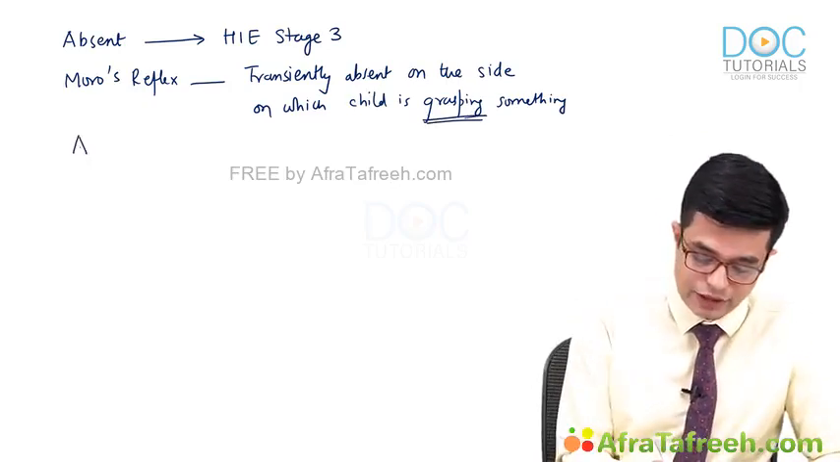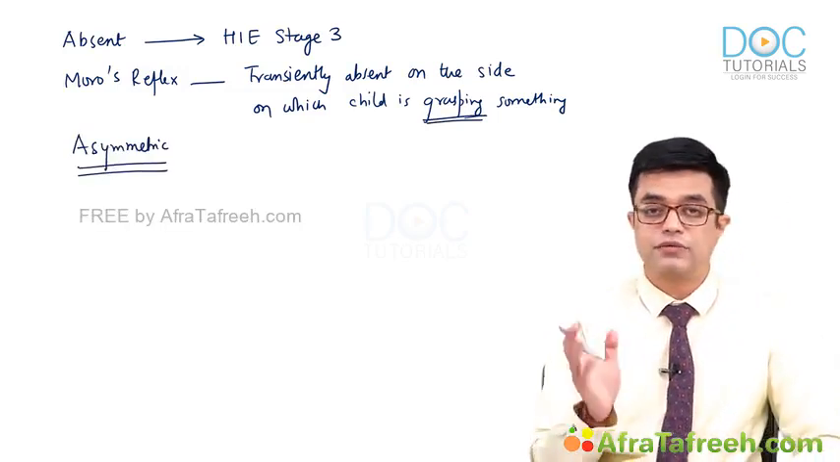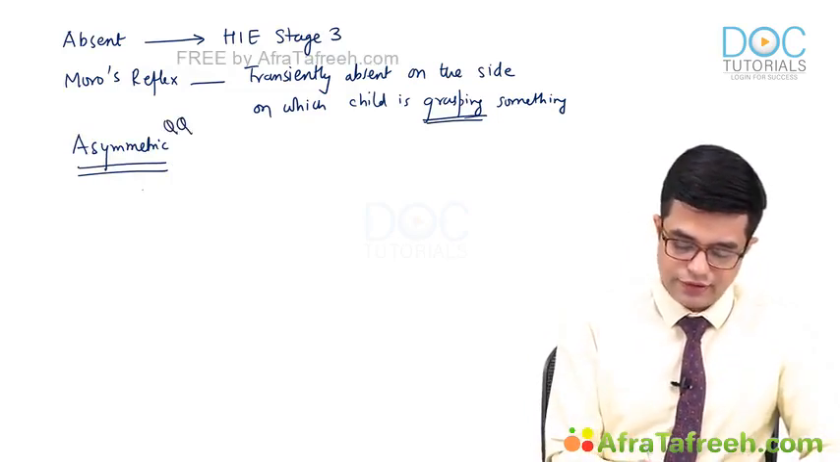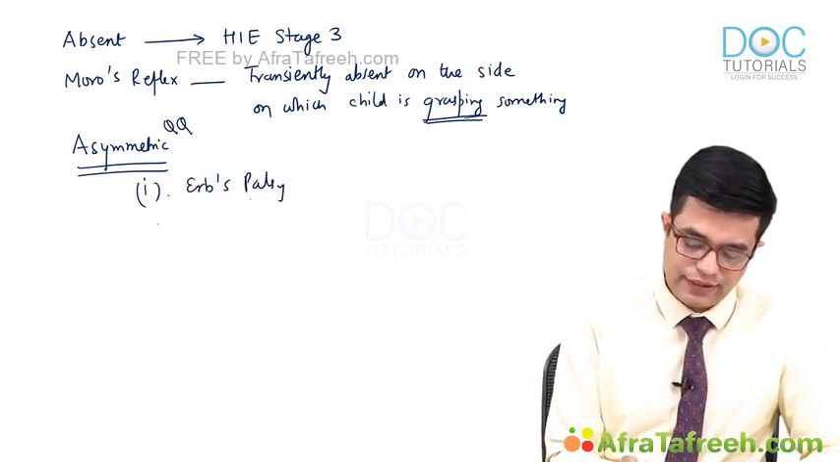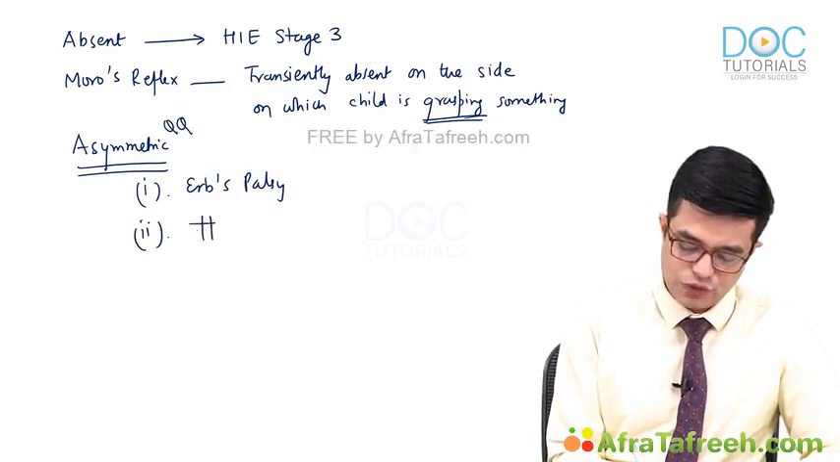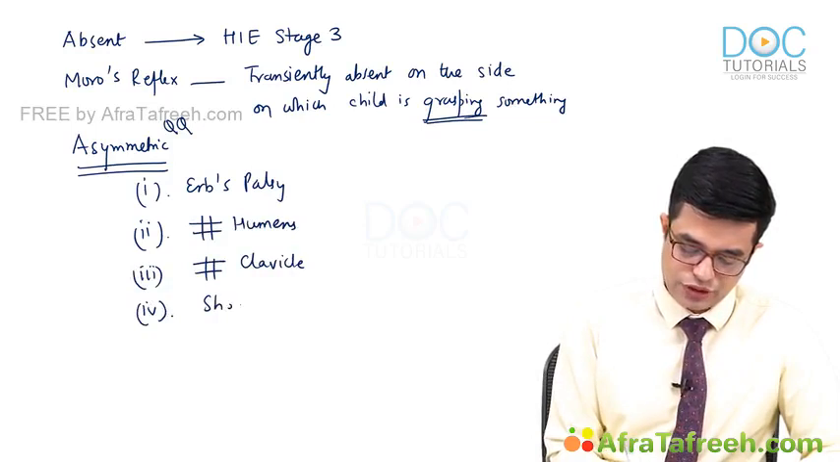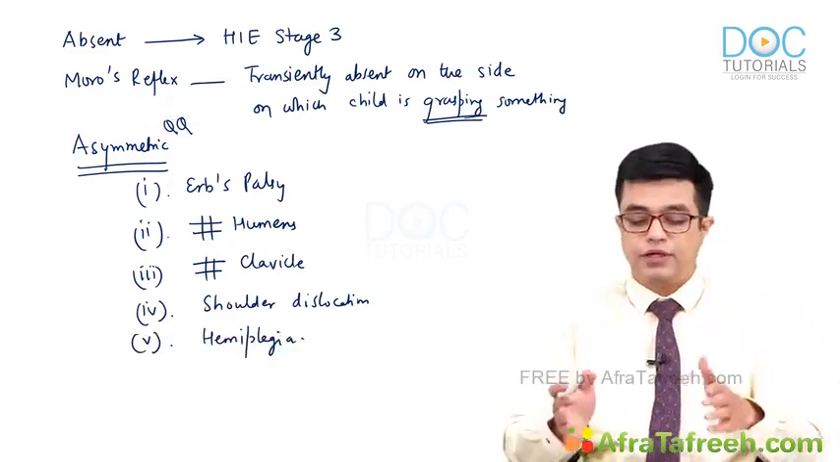Then we have asymmetric Moro. Asymmetric means present only on one side, consistently not present on the other. Asymmetric Moro has been asked 2 times in the AIIMS entrance exam. There are multiple causes. First of all, it can be seen in Erb's palsy. Second, it can be seen in fracture of the humerus. It can also be seen in fracture of the clavicle, in shoulder dislocation, and in hemiplegia. So these are the causes of asymmetric Moro.